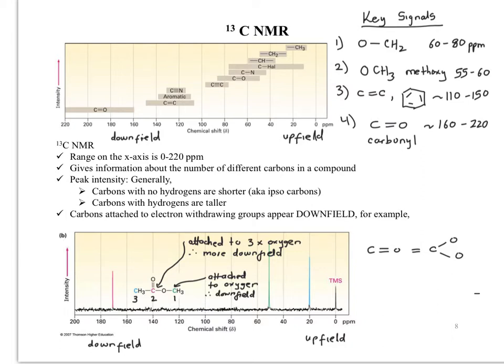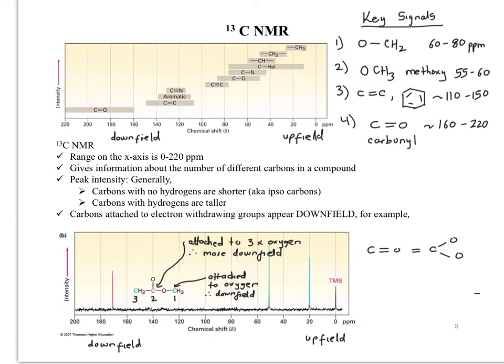So again, the carbon-13 spectrum gives information about how many different carbons there are in a compound. Let's look at peak intensity. Generally, if a carbon has no hydrogens, it's going to be shorter, and we call these ipso carbons. That is, carbons with no hydrogens. If a carbon has hydrogens, then it tends to be taller. So here is an example. We have this carbon here, which does not have a hydrogen, so we're going to expect it to be shorter. And then these carbons here are attached to hydrogens, so they're going to be taller.